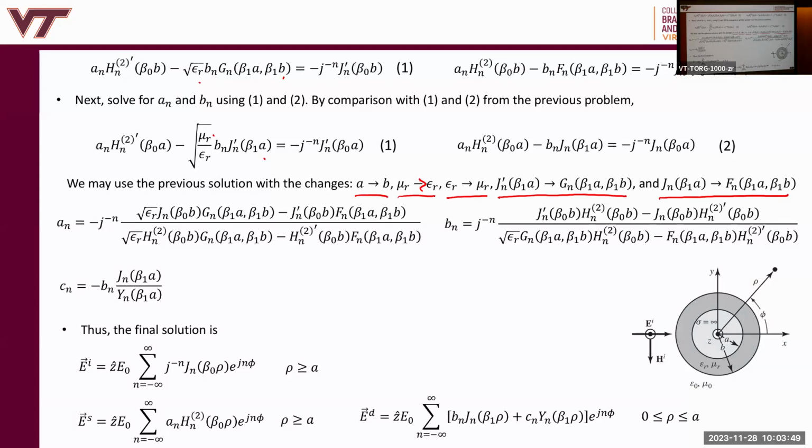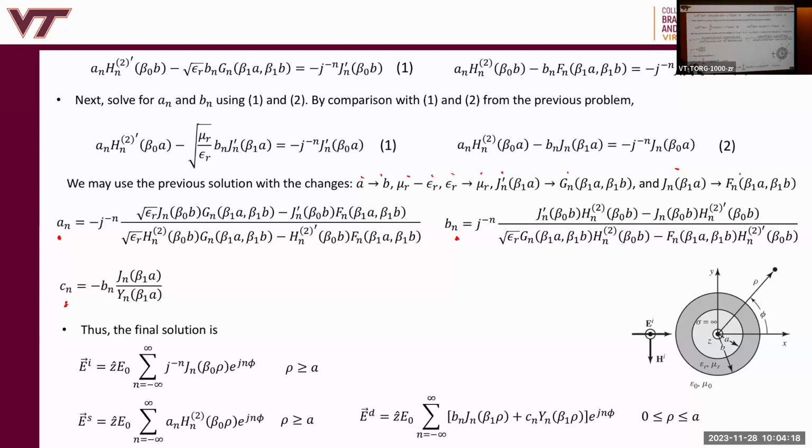If you make those changes, then you can just rewrite An, Bn, and Cn from the last problem, but you replace A with B and mu with epsilon, epsilon with mu, and Jn prime beta 1a with Gn, and Jn beta 1a with Fn. All right? So here are now the coefficients An, Bn, and Cn for the dielectric coated conducting cylinder problem with mu r equal to 1. All right?